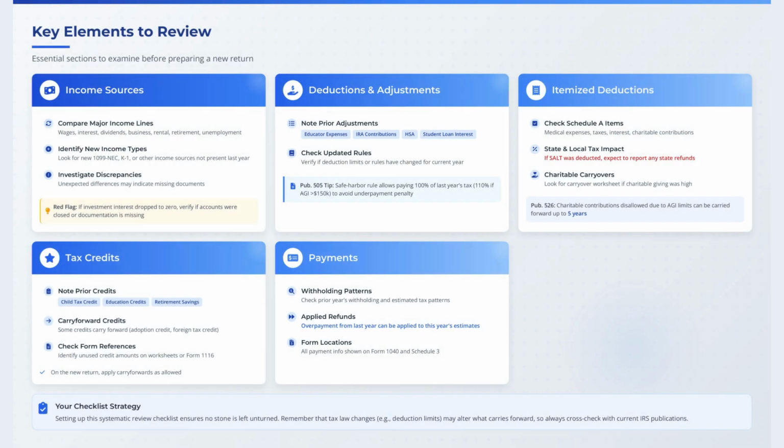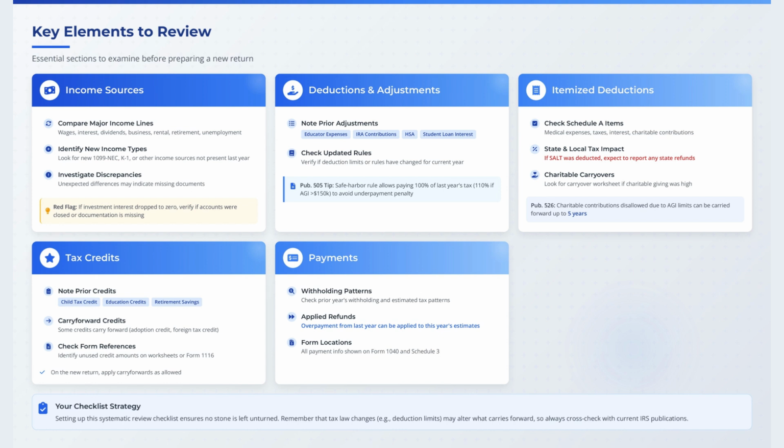Before we dive into preparing a new tax return, there's one thing we must do first. Review the prior year return. Why? Because it gives us clues. It tells a story, and it helps us avoid mistakes that could cost the client money or trigger an IRS notice. Let's walk through the key elements you should always review before preparing a current year return.